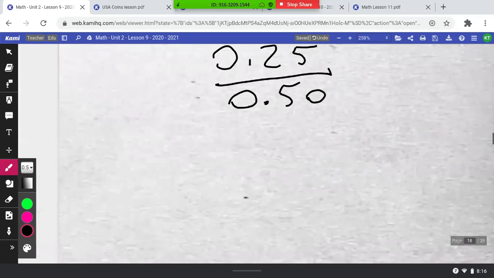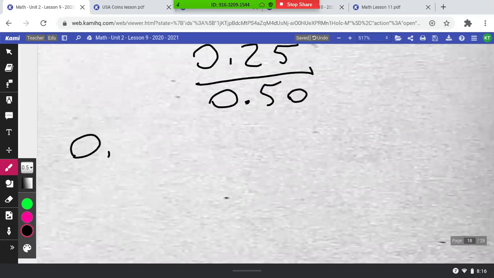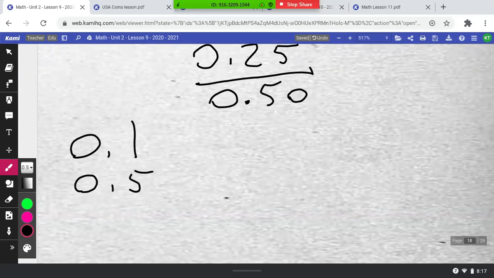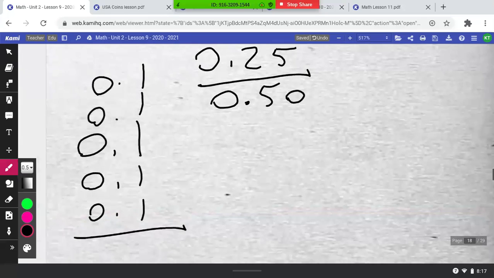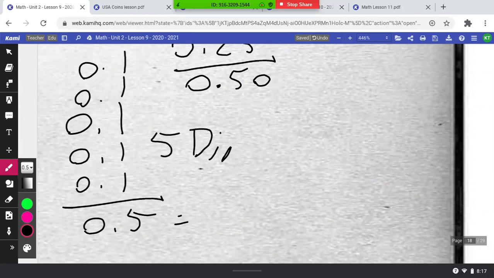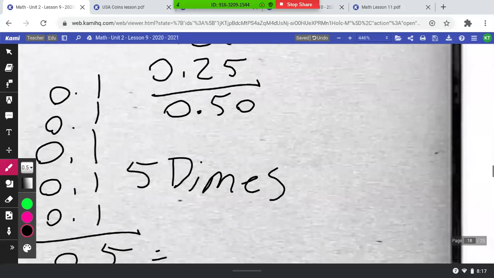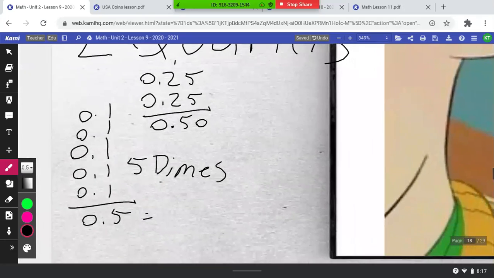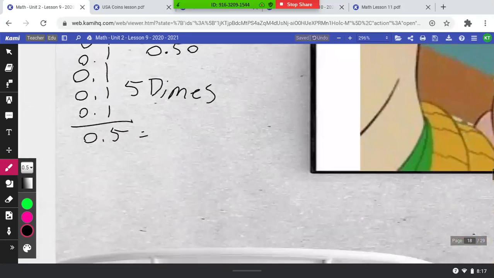Well, what about dimes? Well, that's a dime. So I would have to add that 5 times. And when you add 5 dimes, you get 50 cents. What about nickels?